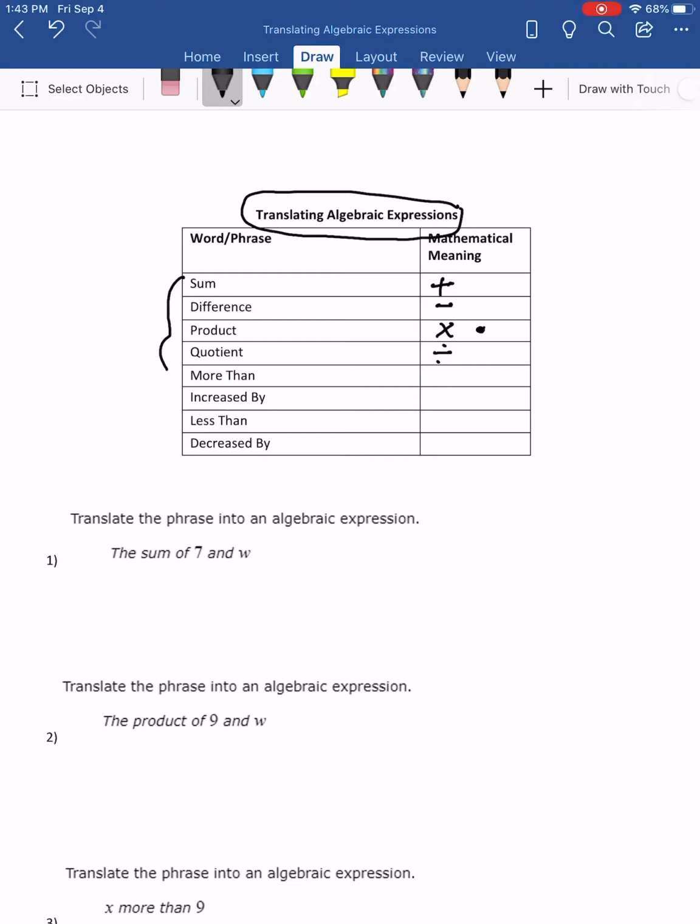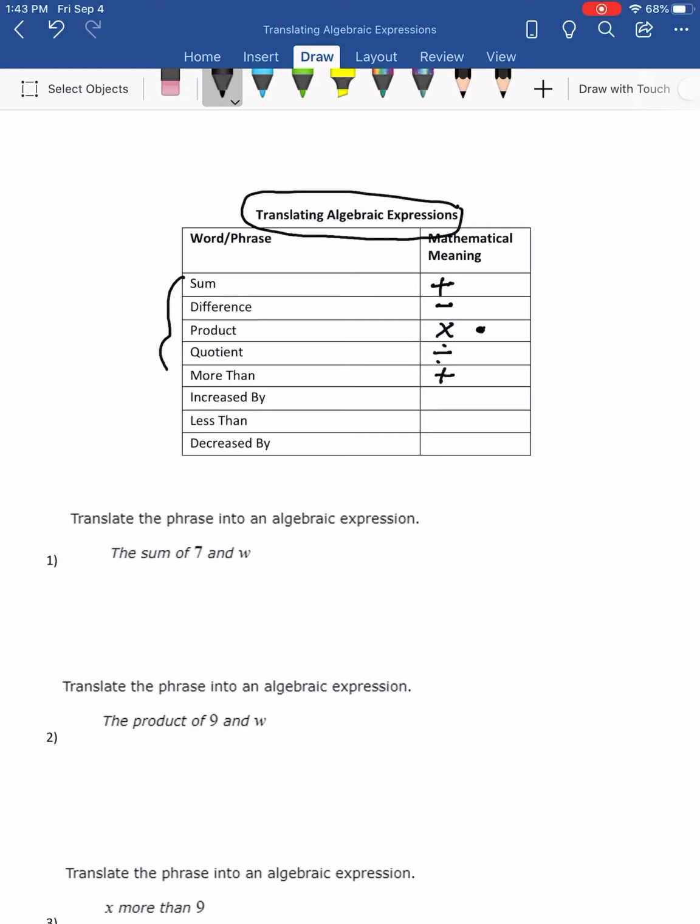Okay. More than. More than means addition. Like if you have 10 pencils and you get 3 more, then you had 13. You have 13 pencils, right?